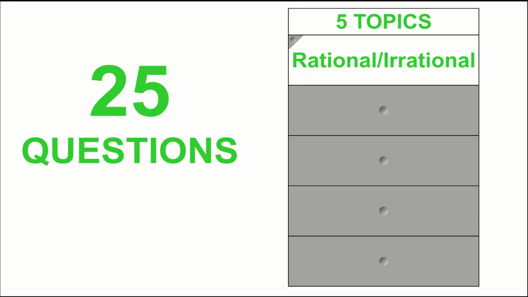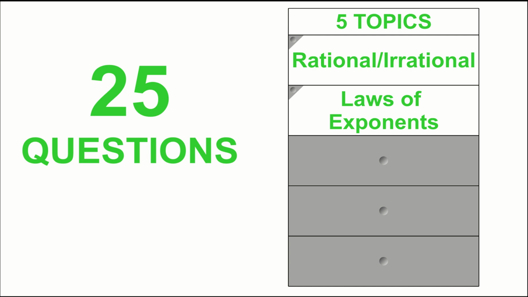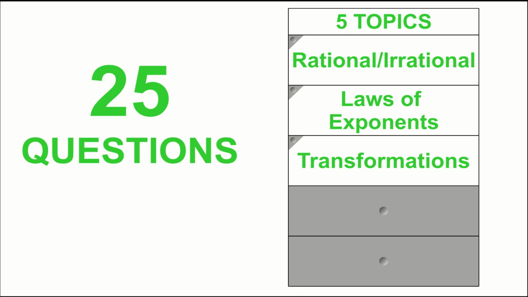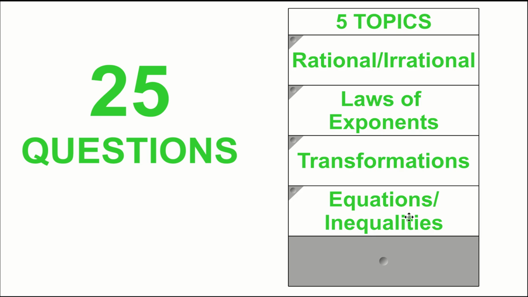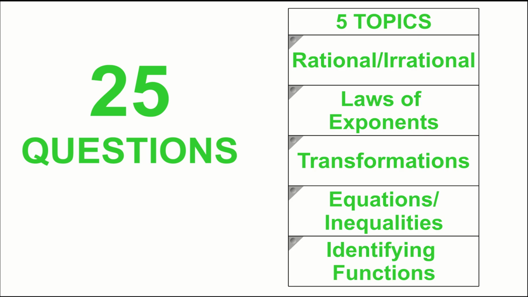just going in order with how we did it this year, we got rational and irrational numbers, and we got laws of exponents. Both of those were from our first unit this year. So it's been a little bit since we did those. Then we got transformations. That was our second unit. Equations and inequalities. Some of those are active, some of those are inactive. That was unit 3. And then we have identifying functions, which was what was on your test you took yesterday.